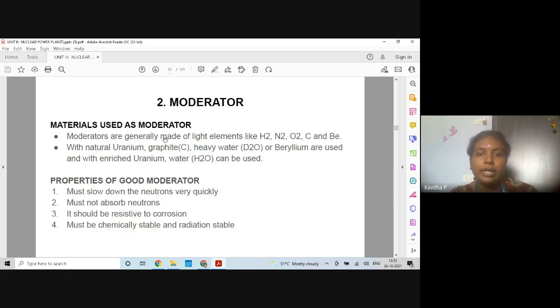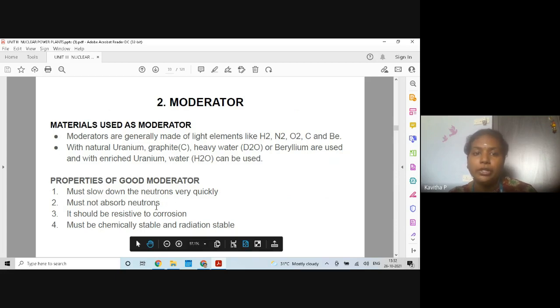Usually moderators are very light elements like nitrogen, hydrogen, oxygen, carbon, beryllium and so on. The properties are that it must slow down the neutrons, and mainly it should not absorb any neutrons. It has to be corrosion resistant, chemically stable and radiation stable.